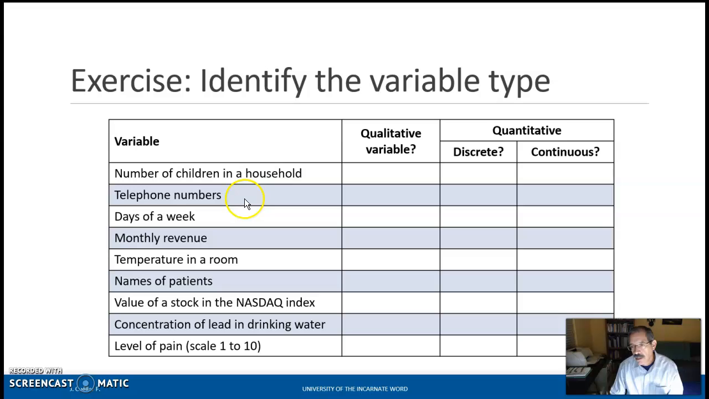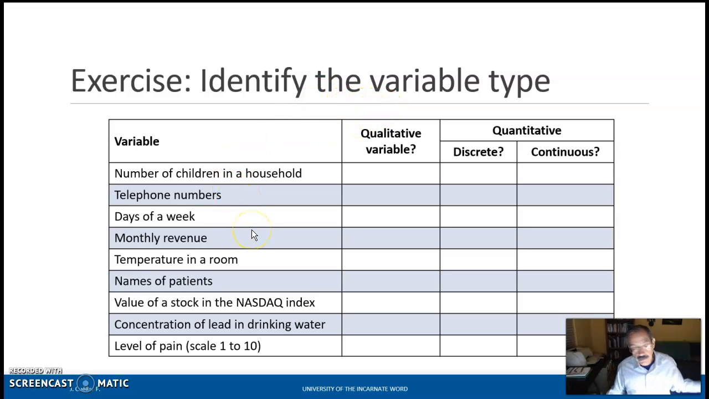Telephone numbers. This is the number that you have on your telephone. Well, each number identifies each telephone. So these numbers are really labels, ones that identify each telephone number. So this is really a qualitative variable. Even though they're numbers, it's a qualitative variable because it's just a label. It just assigns a label to your phone. So when someone dials that label, your phone rings. So that's why this is a qualitative variable.